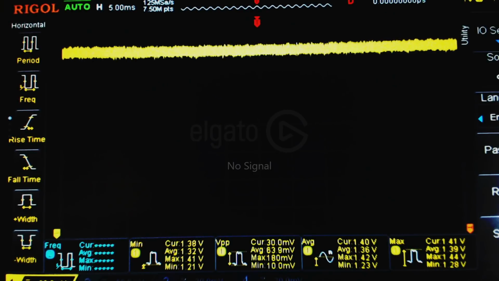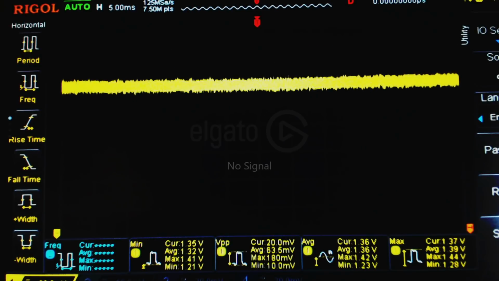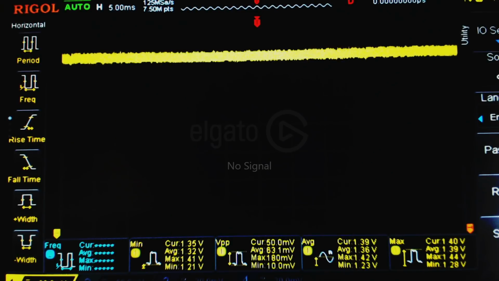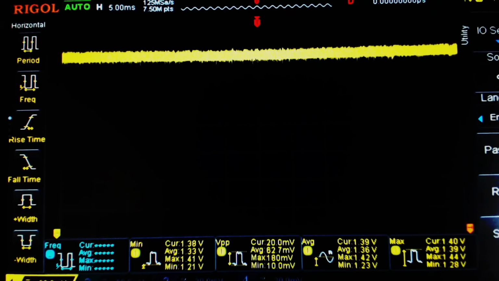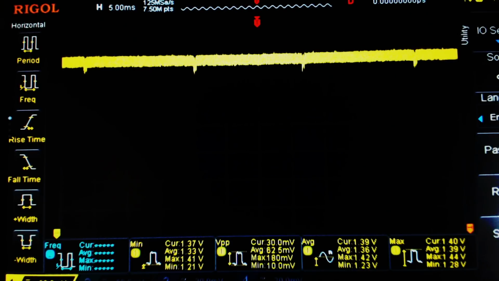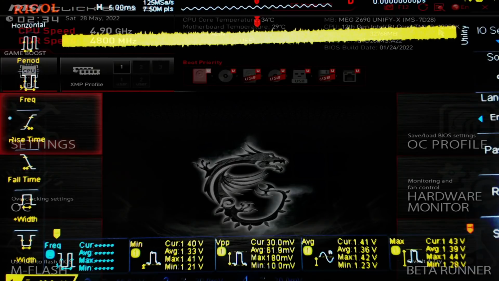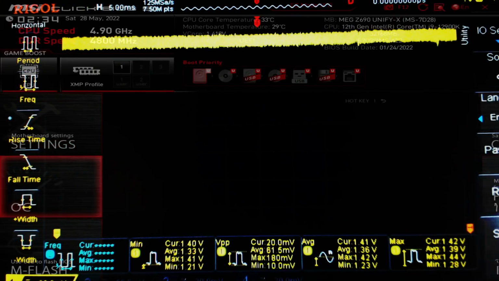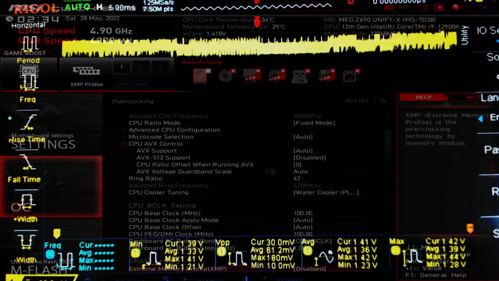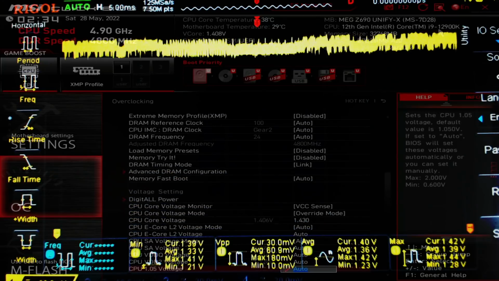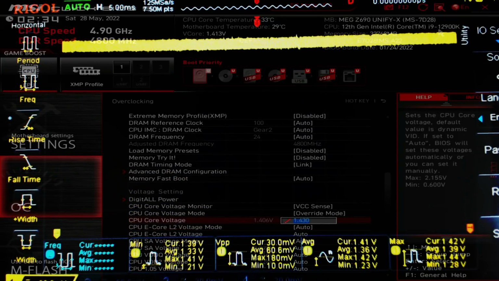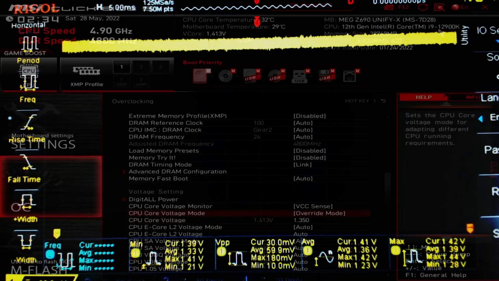Okay, so it's going to like 1.31 volts. Theoretically, it should be fine if I set the voltage lower than 1.43. We're going to need to go down, what is it, 70 millivolts. So 1.35. Which is ridiculous.